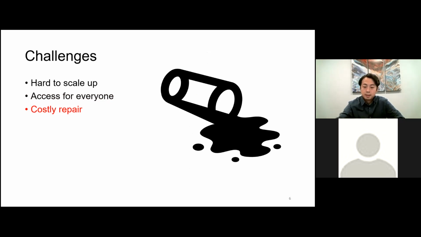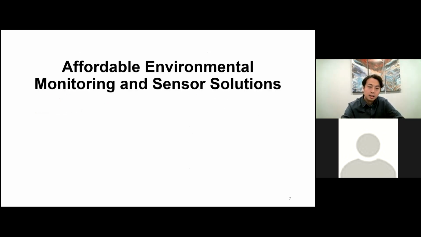In order to solve these three major challenges, there is a more affordable option available for us to use. The main goal of affordable environmental monitoring sensor solutions is to drive the cost down by bringing in innovative approaches. I will talk about the different innovative technologies that are making this happen, basically answering the question: how do we do that?